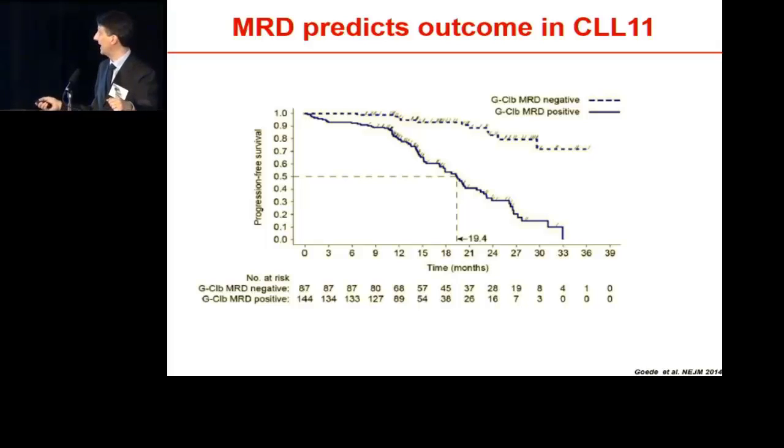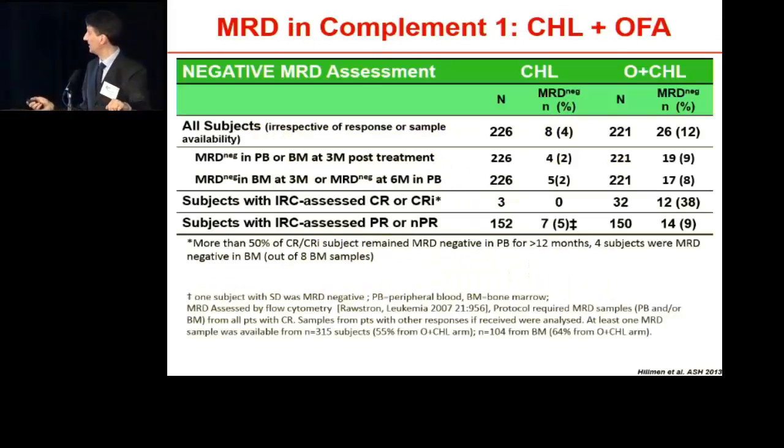And again, the presence of MRD negativity is actually a predictor of outcome, as among the people who do not reach MRD negativity. Similar data are obtained also in the COMPLEMENT 1 trial, so chlorambucil plus ofatumumab. I don't have the progression-free survival data, but you can see here that indeed you can get around 12% of cases that reach MRD negativity among those who are in clinical complete remission, and again here they show that you can have MRD negativity also in patients who reach only partial responses at clinical level.